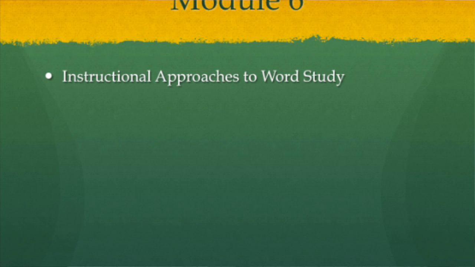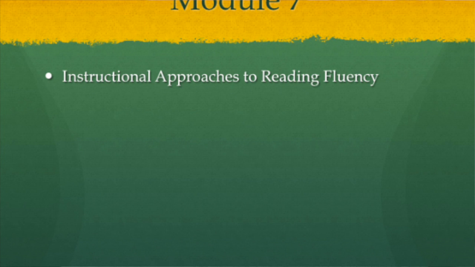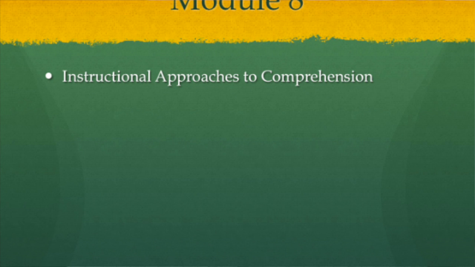How can we help students understand the words they're going to encounter? Module number 7 will talk about reading fluency. How can we help students become fluent readers? Knowing that reading fluency contributes half the variance, or is halfway responsible for being able to comprehend, we just can't ignore the idea that students need to be fluent readers. And finally, module number 8 will talk about instructional strategies to encourage reading comprehension.